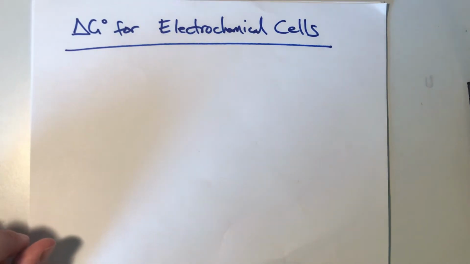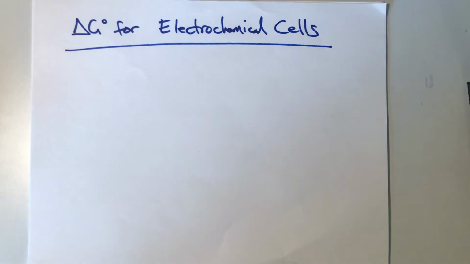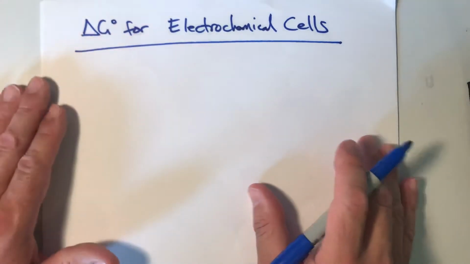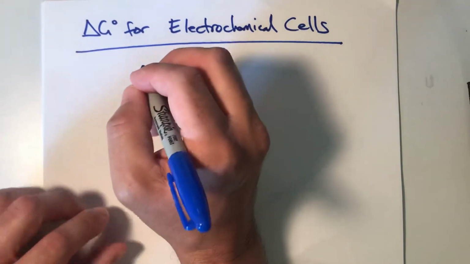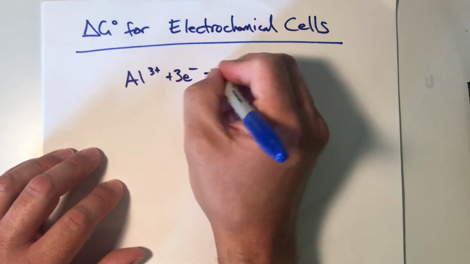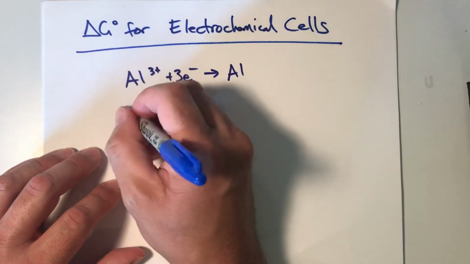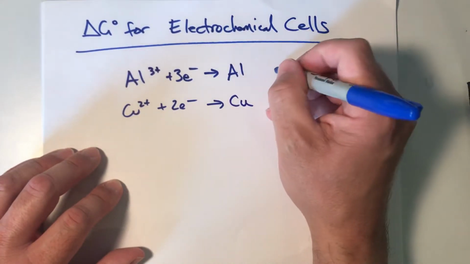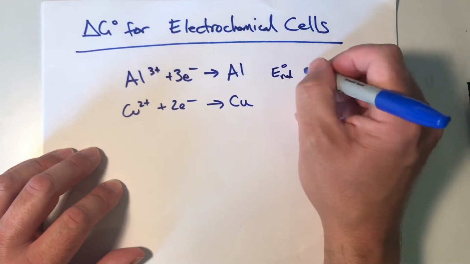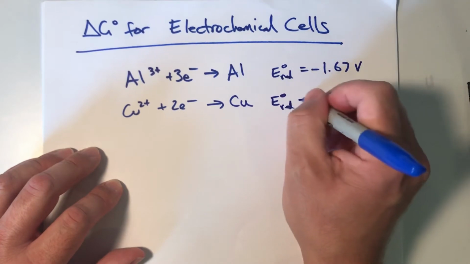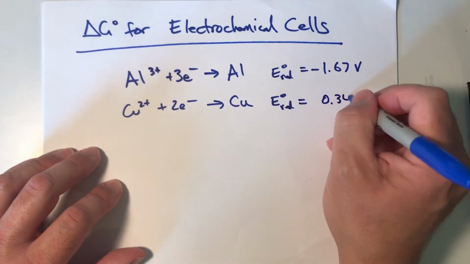In this video, we're going to discuss calculating delta G naught, the standard change in Gibbs free energy for electrochemical cells. As a way of looking at this, let's do an example. If you have a cell consisting of aluminum in its 3+ oxidation state and copper in its 2+ oxidation state, and you look up the reduction potentials, for aluminum it is negative 1.67 volts, and for copper it's positive 0.34 volts.